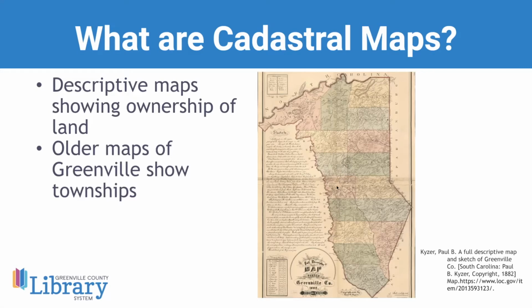We have Greenville, which is in the middle, and then you can see all of the other townships. So that's helpful too. When you're looking at old records, they may reference a township. This is a great map to figure out exactly where they were talking about.